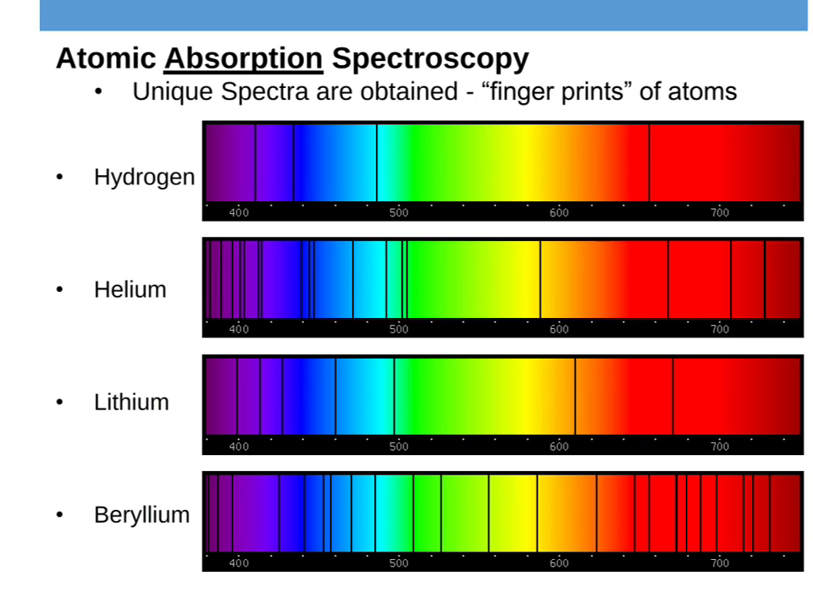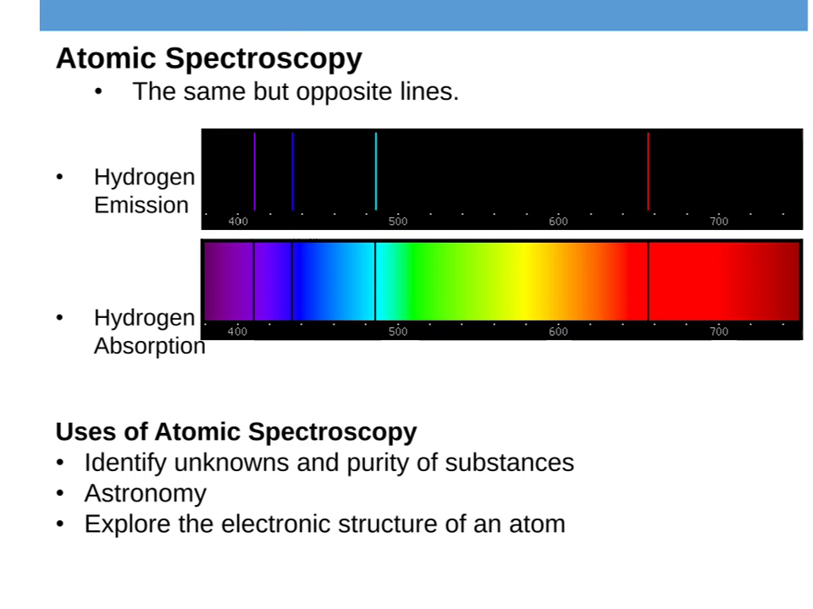Again, they all look different, right? So if I had some unknown substance, I could shine light through it, see where it absorbs, and I'd be like, oh, hey, look, it's absorbing right here and right here and right here and all of these spots. That must be helium. I can match an unknown to these very well-known spectra that are obtained from either emission or absorption spectroscopy.